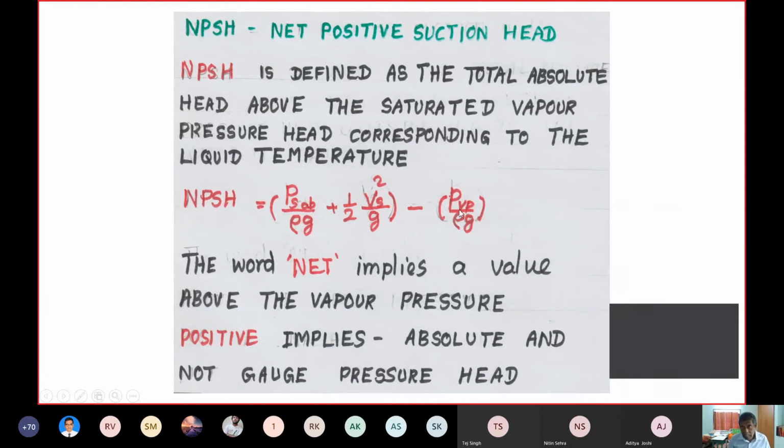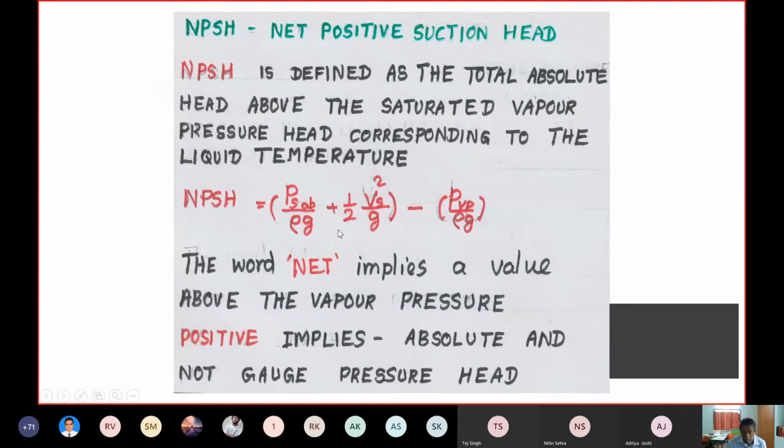This is the total absolute pressure head, and it has to be above the saturated vapor pressure, so you have to subtract the saturated vapor pressure head. The word net implies a value above the vapor pressure, and positive implies absolute pressure and not gauge pressure. So you find the absolute total pressure head, the static pressure head plus velocity head at the suction point. From that you subtract the vapor pressure head, so you get the net value. This is the net positive suction head.